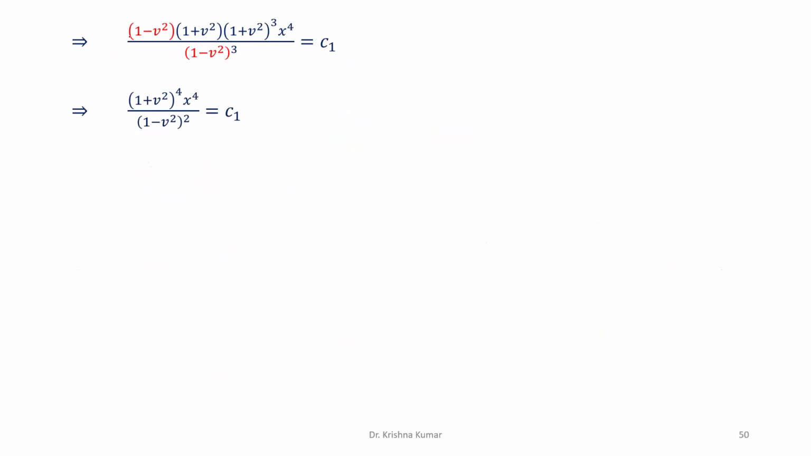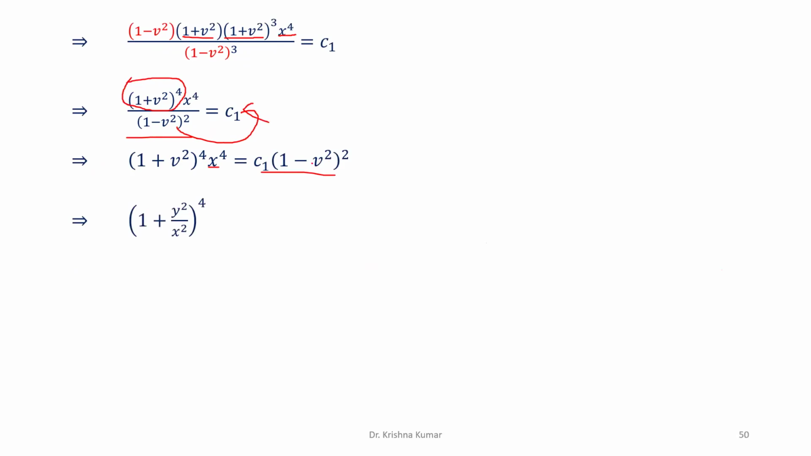Then 1 plus v square into 1 plus v square whole cube is 1 plus v square whole to the power 4 into x to the power 4 upon 1 minus v square whole square, which is equal to C1, which gives us 1 plus v square whole to the power 4 x to the power 4, which is equal to C1 times 1 minus v square whole square.